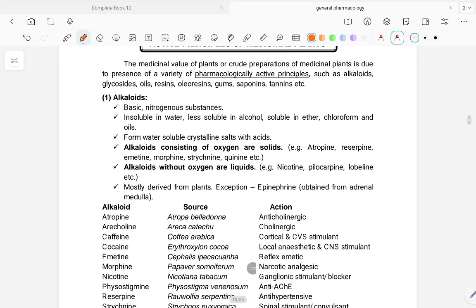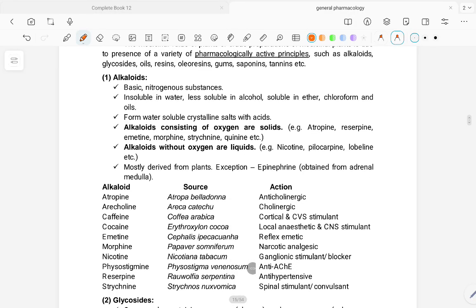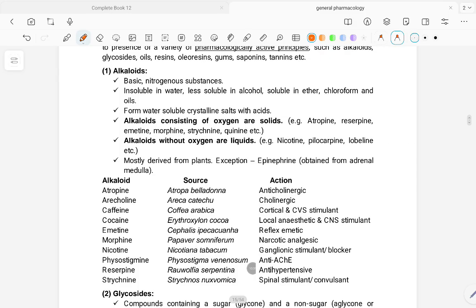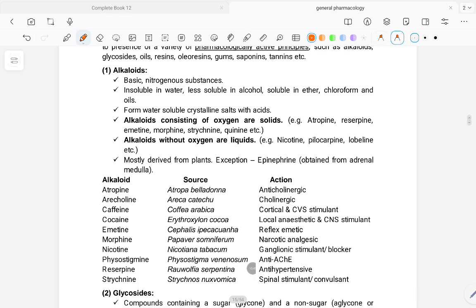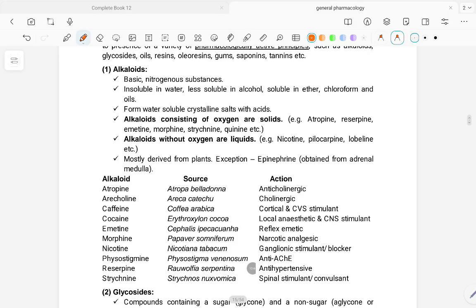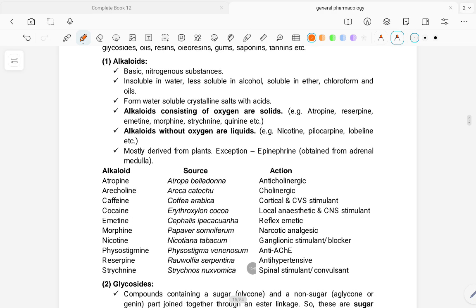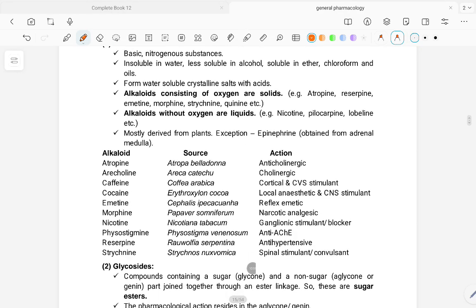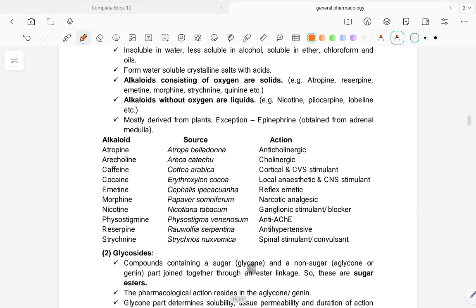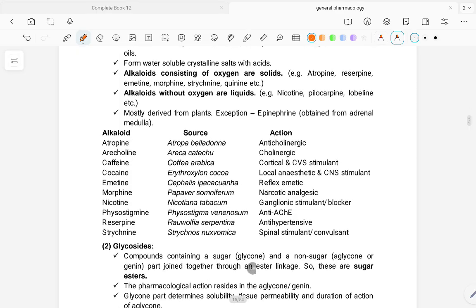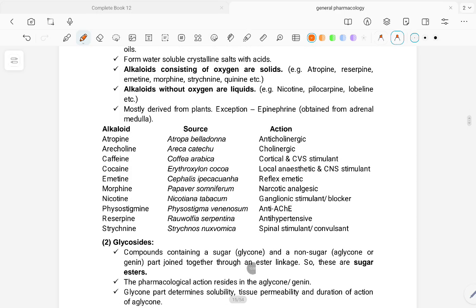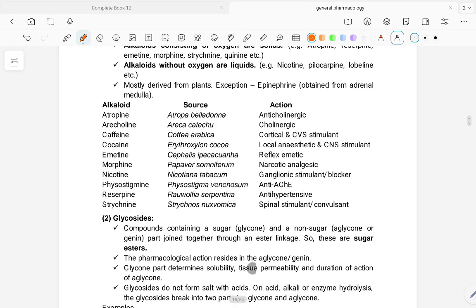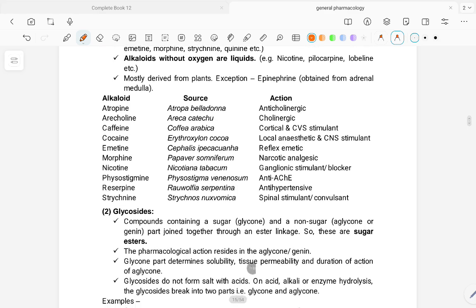Alkaloids: basic nitrogenous substances, insoluble in water, less soluble in alcohol, soluble in ether, chloroform, and oil. They form water-soluble crystalline salts with acids. Alkaloids containing oxygen are solid: atropine, reserpine, emetine, morphine, strychnine, quinine, etc. Alkaloids without oxygen are liquid: nicotine, pilocarpine, lobeline, etc. Mostly derived from plants, exception: epinephrine, obtained from the adrenal medulla.